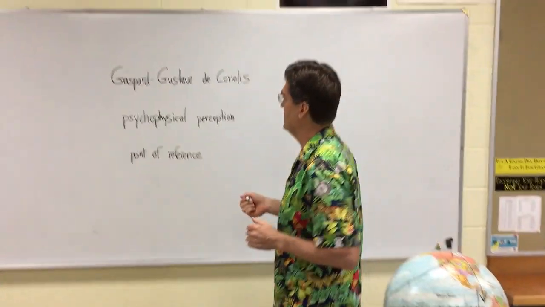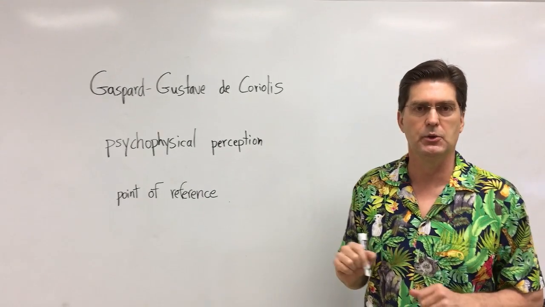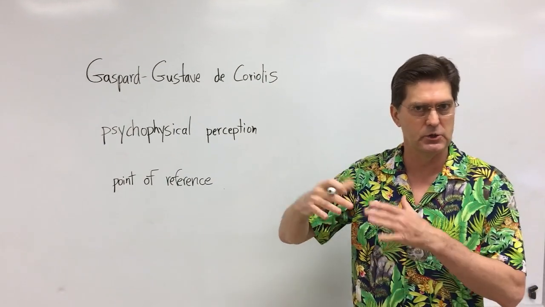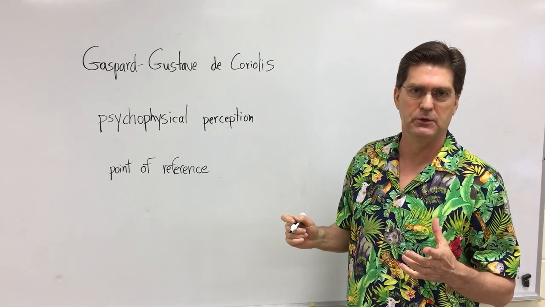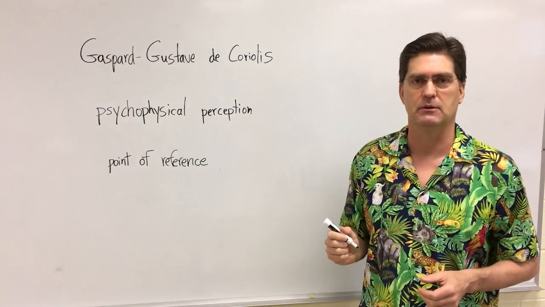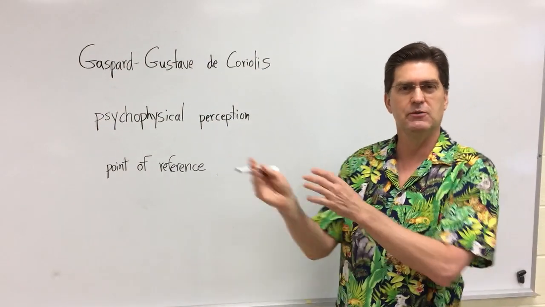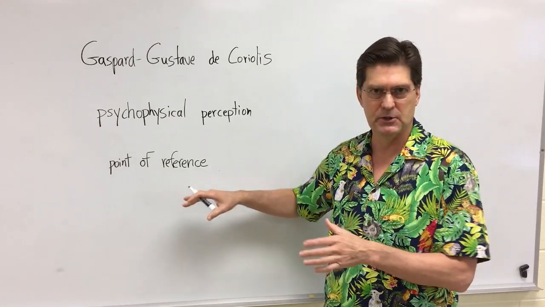If we look on the board here, it's named after Gaspard Gustave de Coriolis, and other people had noticed it, but he mathematically showed how to work it out. And it's an apparent deflection, or it can also be called a psychophysical perception. It's what we perceive to be happening, even though it doesn't really happen that way. It all depends on our point of reference.